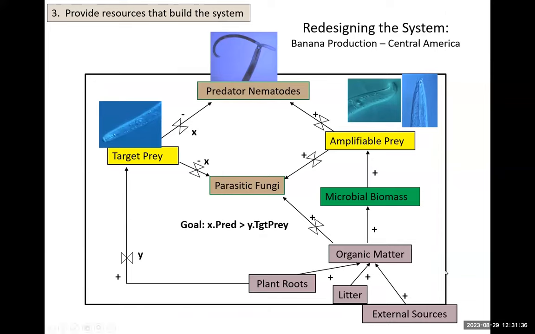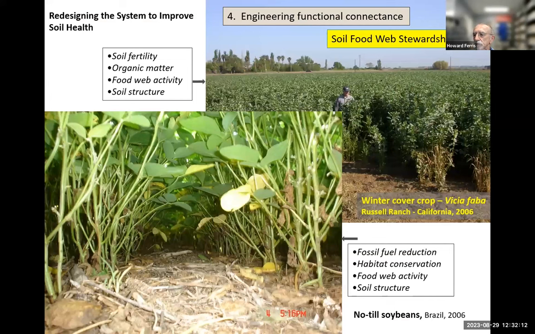So the idea here is that in the banana production system, we'd like to put in more organic material and increase the microbial biomass. As a result, we increase what I'm calling the amplifiable prey, the bacterial and fungal feeding nematodes, by feeding them. They will provide food for the predator nematodes and for parasitic fungi, which would then put pressure on the target prey, the plant feeding nematodes. So the idea is feeding the soil to enhance the food web.